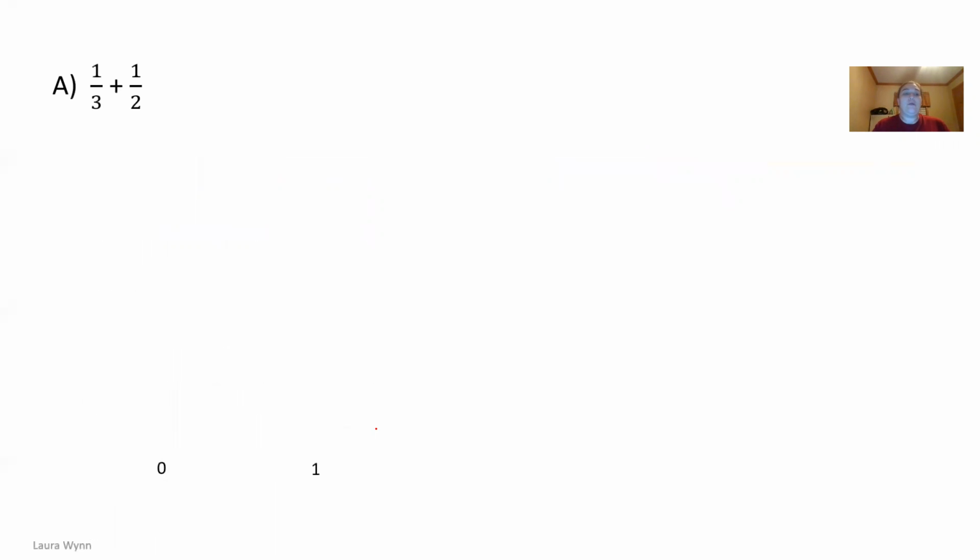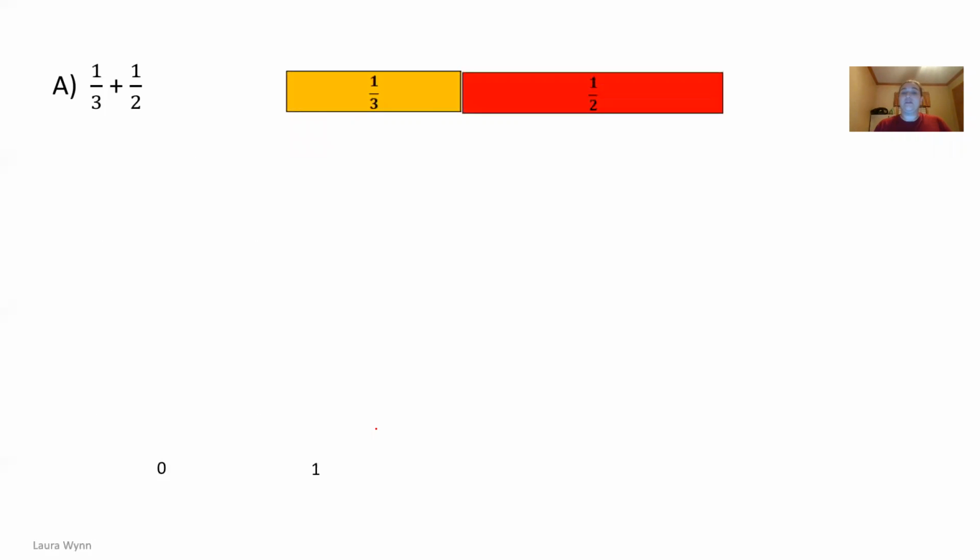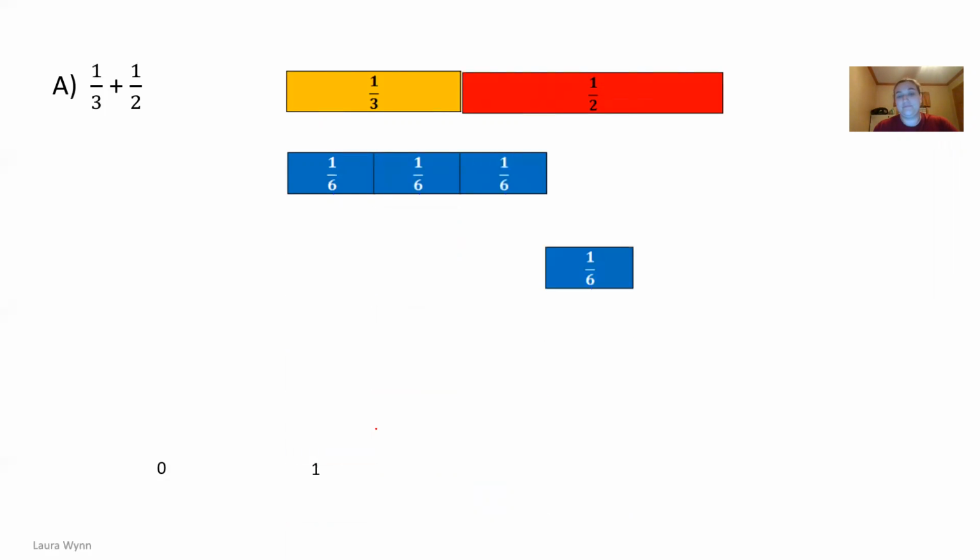We have 1/3 plus 1/2. Here's our 1/3, and here's our 1/2. Since we're adding them, I put them side by side. So kind of, you're combining them. Now, I did a step ahead.